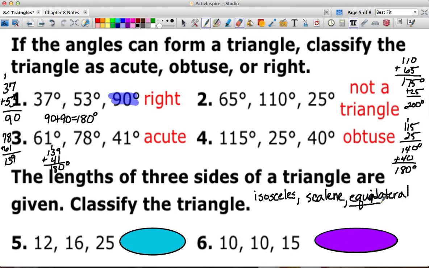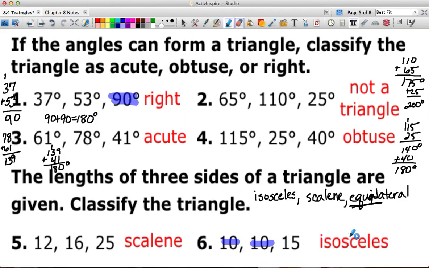You'll notice it has the word equal in it, so it tells you that it's the triangle with all equal sides. So we have three sides here. None of them are equal, which tells us that this has to be a scalene triangle. Number 6, you have 10 and 10, but this one is 15. So because it only has two equal sides, you know that this has to be an isosceles triangle.